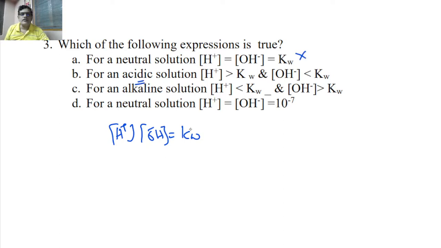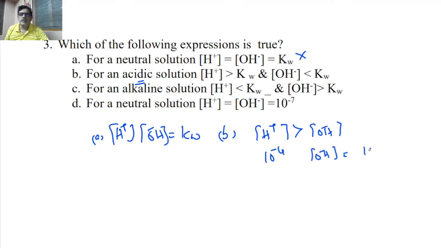In an acidic solution, we should consider the second statement, concentration of H plus will be more than concentration of OH minus. That means if H plus is 10 to the power of minus 4, then concentration of OH minus will be 10 to the power of minus 14, that is Kw, divided by 10 to the power of minus 4, that will be 10 to the power of minus 10. Still concentration of OH minus will be greater than 10 to the power of minus 14, that is the Kw value. Therefore, if one is greater than Kw, the other one is also greater than Kw. So they cannot be less, therefore the second statement is also wrong.